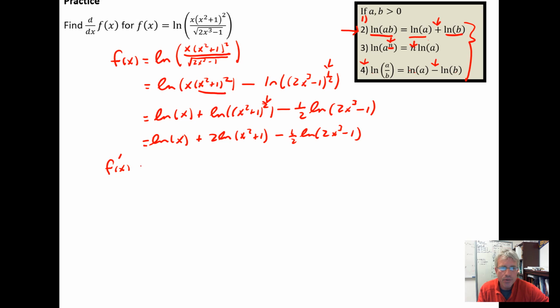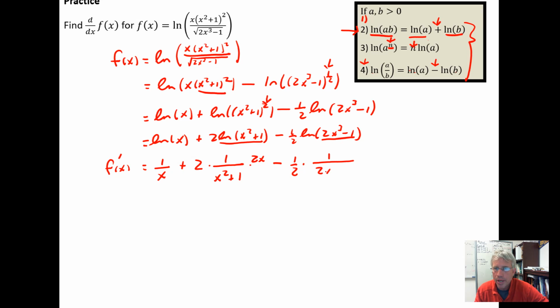So I get f prime of x is equal to the derivative of the natural log of x, which is just 1 over x, plus 2 times the derivative of the natural log of x squared plus 1. So remember, it has the 1 over the inside times the derivative of the inside form. So I'm going to get 1 over x squared plus 1 times the derivative of x squared plus 1, which is 2x, minus 1/2. And then the derivative of the natural log of 2x cubed minus 1 is going to be 1 over the 2x cubed minus 1 times the derivative of the inside. So the derivative of 2x cubed minus 1 is 6x squared.